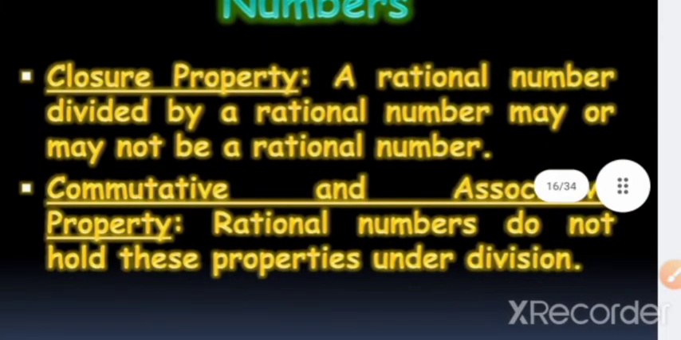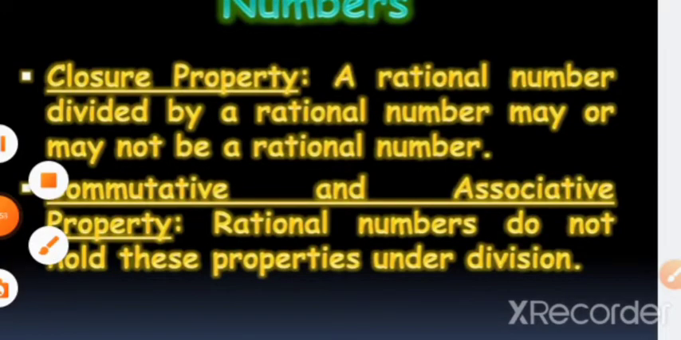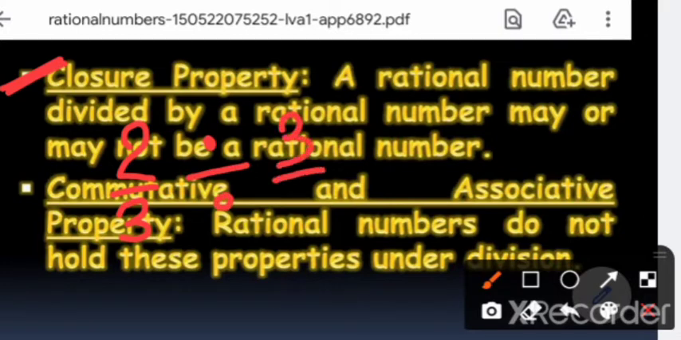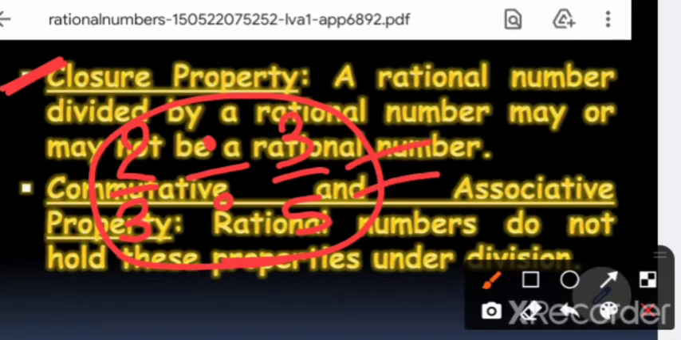So the first property is closure: a rational number divided by a rational number may or may not be a rational number. It means the closure property says that if we take two rational numbers, 2 upon 3 as one and the other 3 upon 5, and divide them, the result may or may not be a rational number.